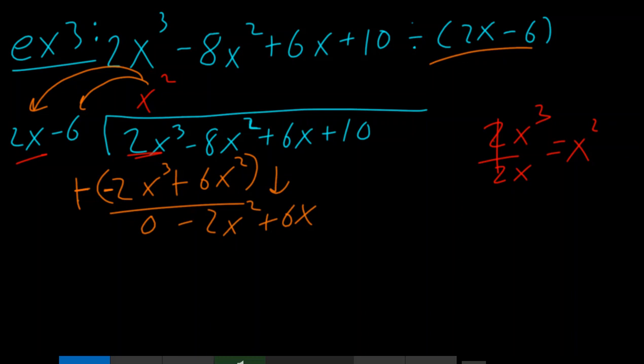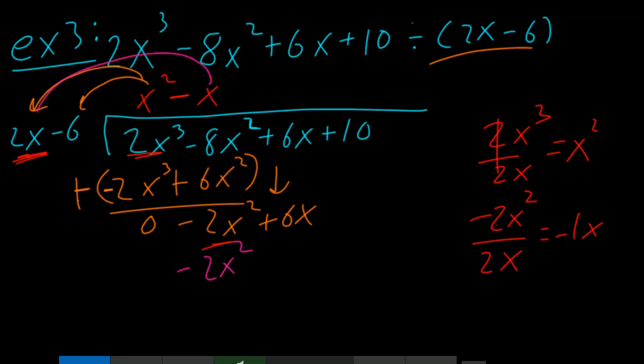Now from here, we are going to repeat the process entirely. I take my leading coefficients, that negative 2x squared, and I divide it by my leading coefficient of 2x, and negative 2 divided by 2 is negative 1, and x squared divided by x is x. So I'll write negative x up top. Now switching colors, I will do negative x times 2x, which is negative 2x squared, and negative x times negative 6, which will be plus 6x.